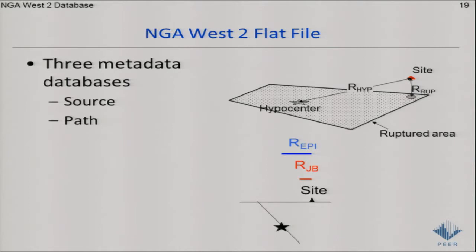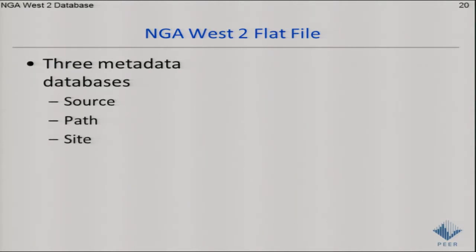The second database was the path database. That consists of all the source to site distances in addition to the directivity parameters for each station. The graphic to the right shows the hypocenter distance, the closest distance to the rupture, the epicenter distance, and the Joyner-Boore distance. Just as an example, again, we only pulled key information from that path database, and that was included into the NGA West 2 flat file.